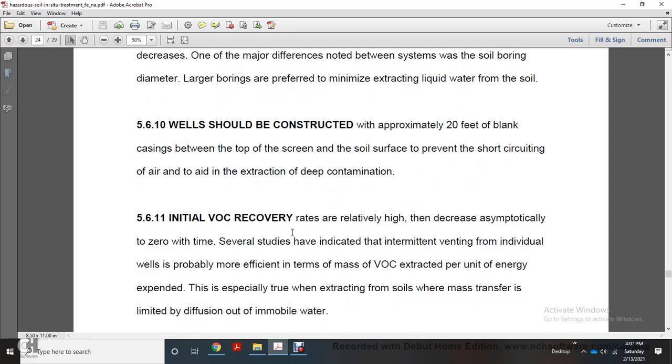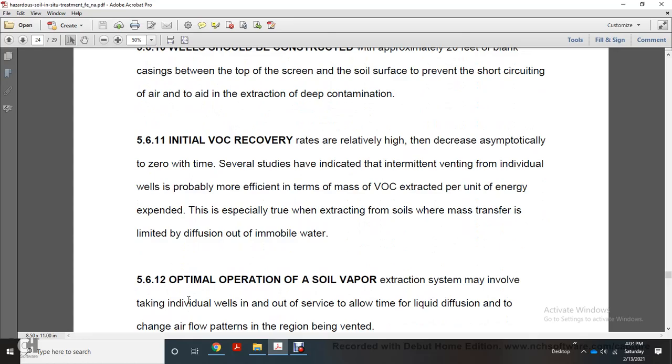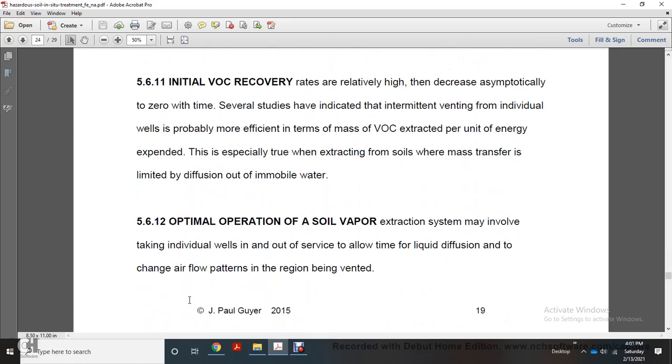Initial VOC recovery rates are relatively high. They decrease systematically with time. Several studies indicate that intermittent venting of the individual wells is probably more efficient in terms of mass of VOC extracted per unit of energy expended. This is especially true when extracting soil where mass transfer is limited by diffusion out of immobile water.